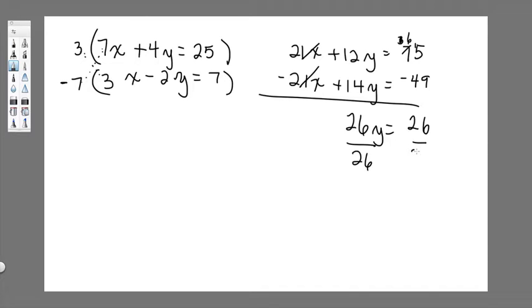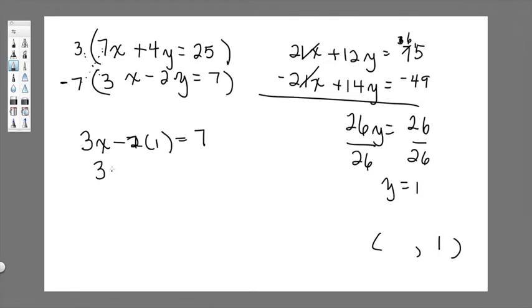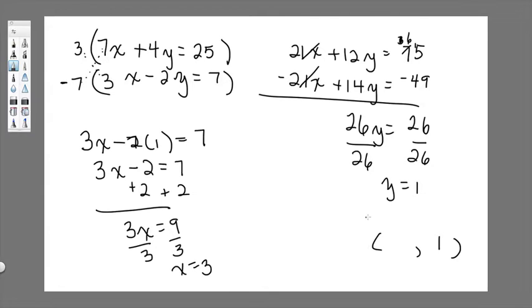Divide both sides by 26. So y is equal to 1. That means when you write your ordered pairs, y is 1. Let's put it in the bottom one just to do something different. I know y is 1, and that should have been a 2. So I get 3x minus 2 equals 7. Did I do that correctly? 3x minus 2 equals 7. Oh, yes, I did. Add 2 to both sides. 3x equals 9. Divide both sides by 3. So x is 3. I got the exact same answer, but did the work in a completely different way.